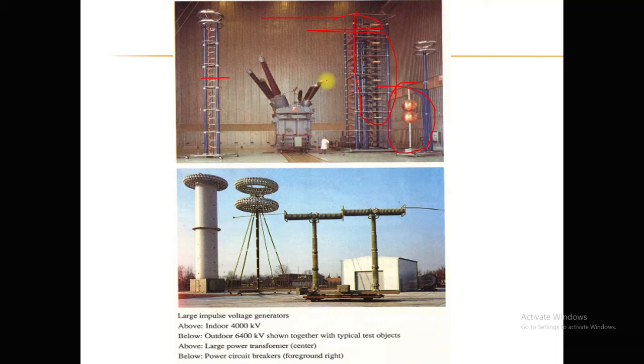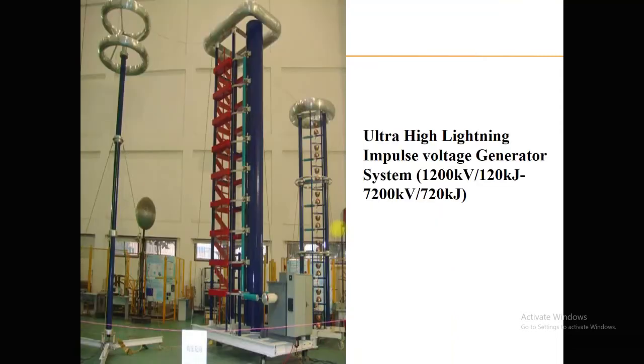So this upper photograph, which is an indoor facility, shows the setup representing the test on the transformer. You can look at the size of the transformer compared with the person. The lower photograph represents the outdoor application, where this one indicates the impulse voltage generator, this is the potential divider circuit, and this is the circuit breaker which is under test condition. So this is an outdoor facility.